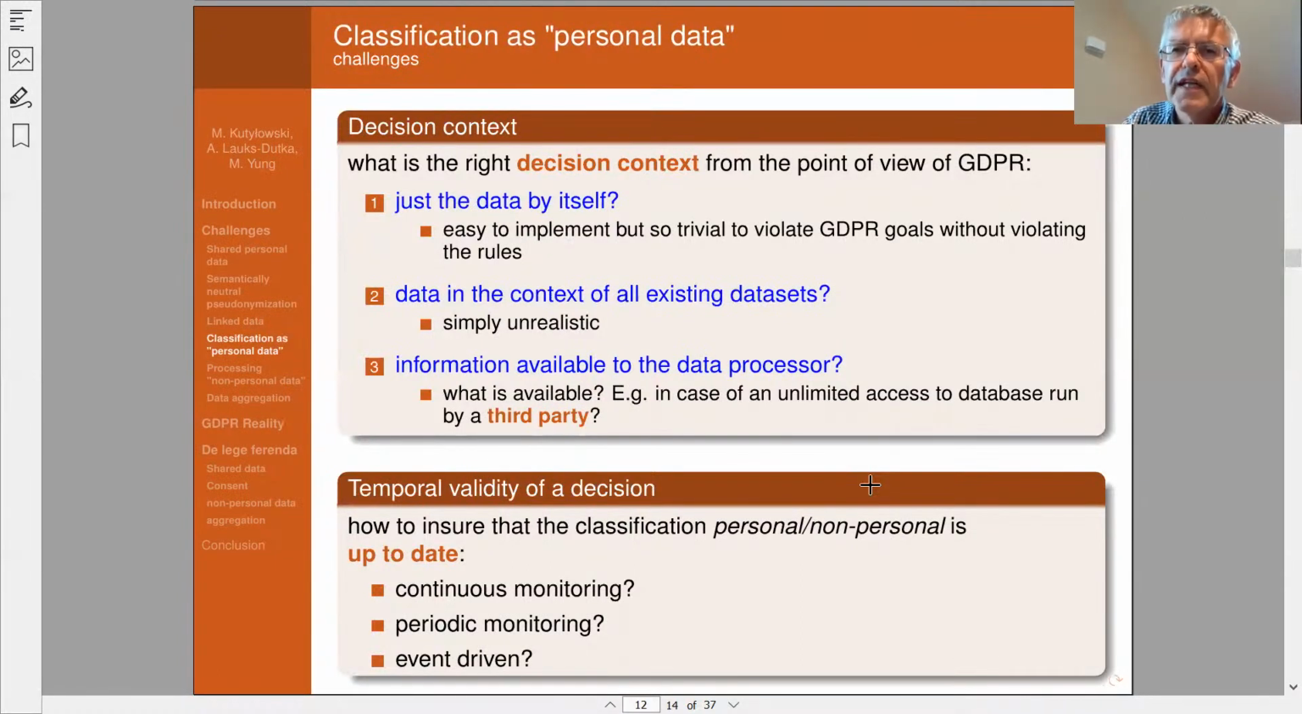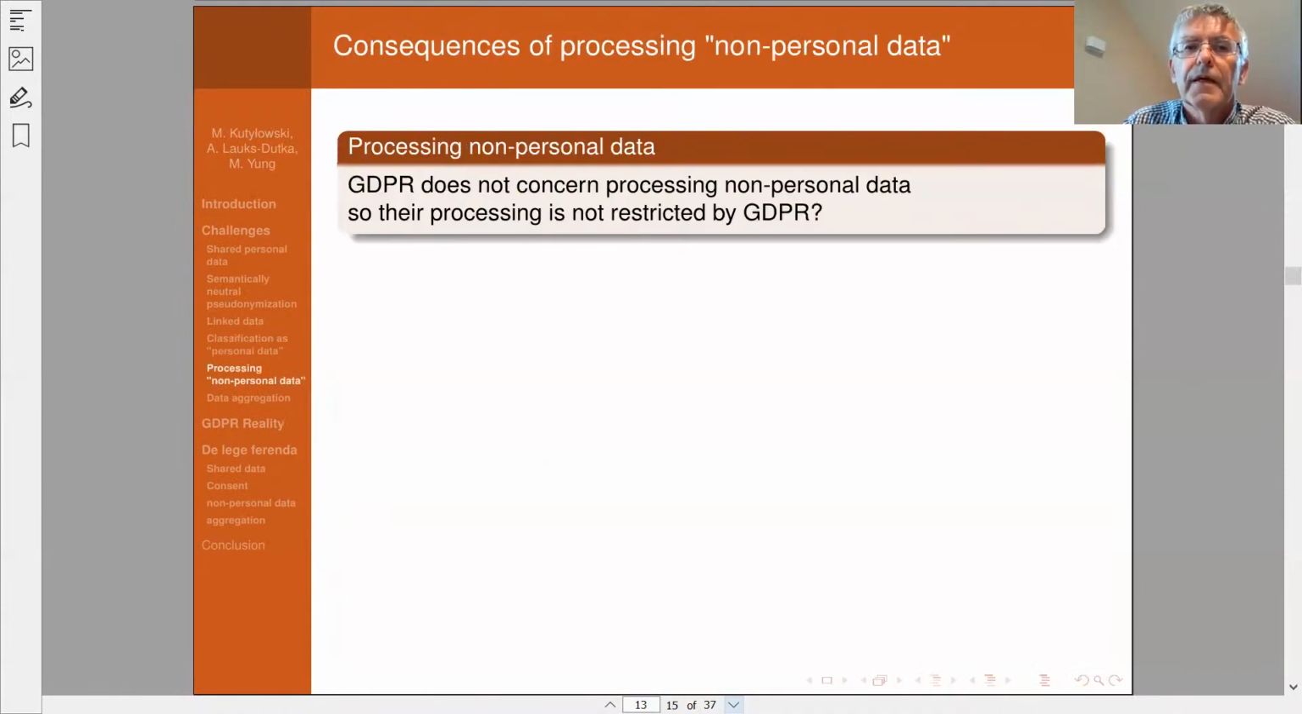Well, when we store data, we can do some analysis. Then the data is available on the web. Say, should we continuously monitor the status of this data? Maybe in the morning it is not an identifiable person, but maybe with some additional context in the afternoon it is identifiable, and then it becomes personal data. So it is a problem.